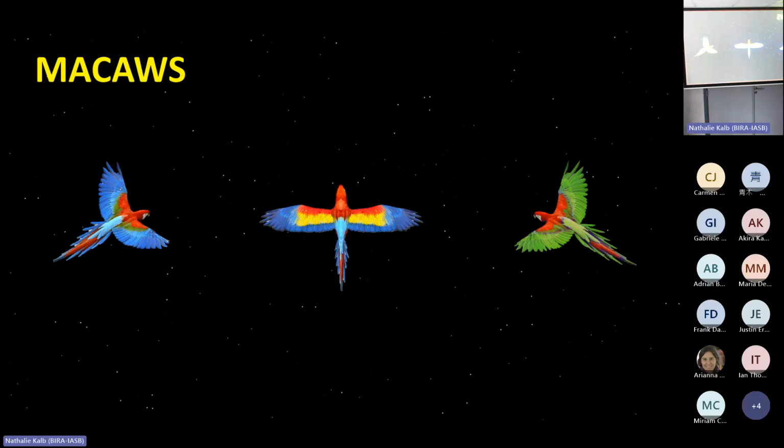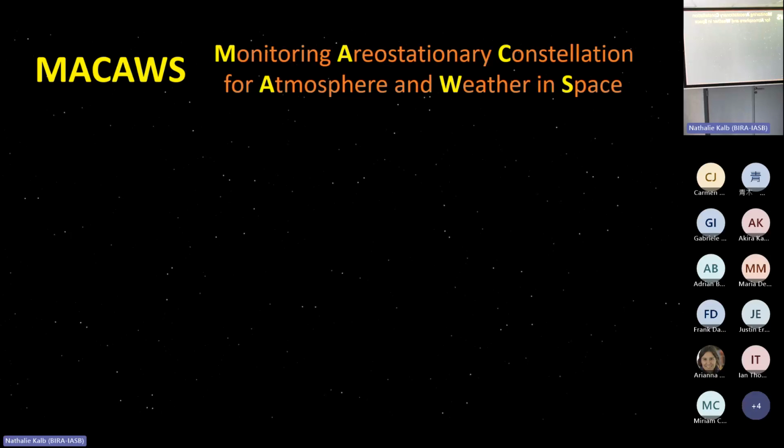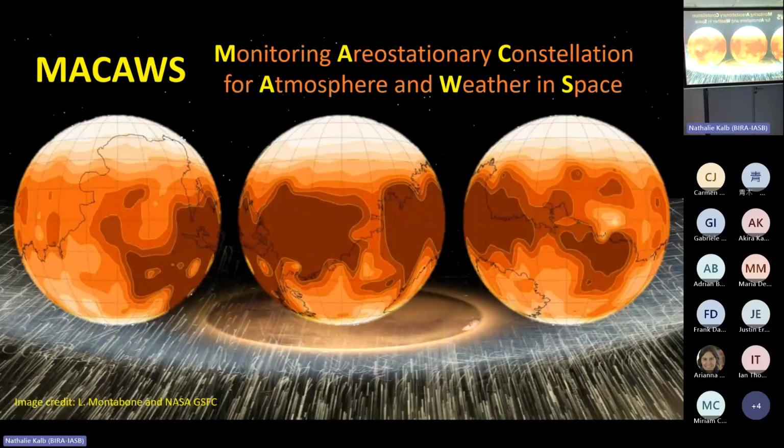Macaws are these beautiful, very colored birds, okay? So MACAWS stands for Monitoring Areostationary Constellation. So it's an areostationary constellation of 3 spacecraft for atmosphere and weather in space. So you can look down in nadir and produce the usual maps of aerosols and temperature. But you can also look back to space and have information about incoming radiation, so that you do space weather monitoring. And you can do that because the altitude of this areostationary spacecraft is 70,000 kilometers, which is well above the bow shock. The bow shock is the limit between the magnetic field of Mars and the rest of space. Because you are at least 75% of the time outside this bow shock, you have access to direct incoming radiation. So you can do space weather monitoring.